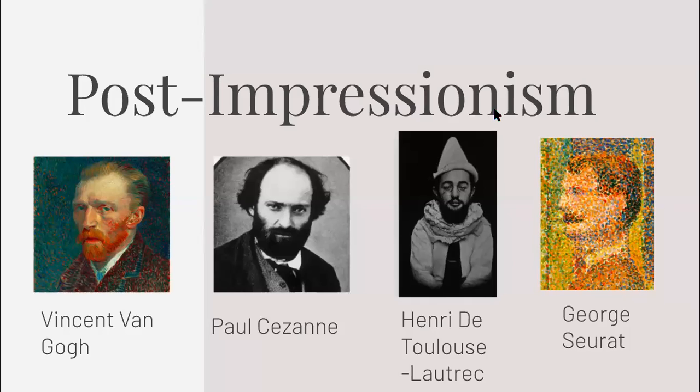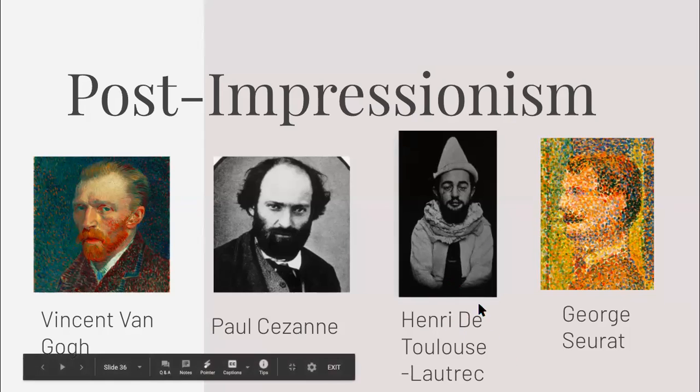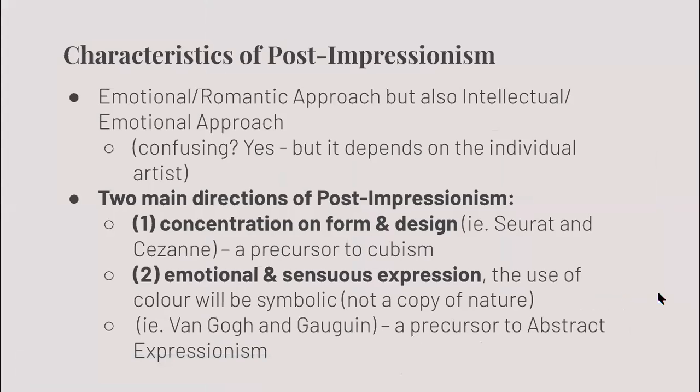So here are some of the well-known post-impressionist artists, and they include Vincent van Gogh, Paul Cézanne, Henri Toulouse-Lautrec, and Georges Seurat. So characteristics of post-impressionism: it's very emotional, and it has much more of a romantic approach, but there is a little bit more of an intellectual style still present. Is that confusing? Yes, but it depends on the individual artist.